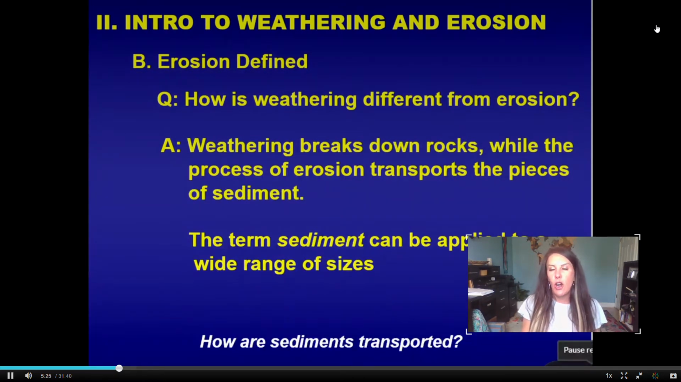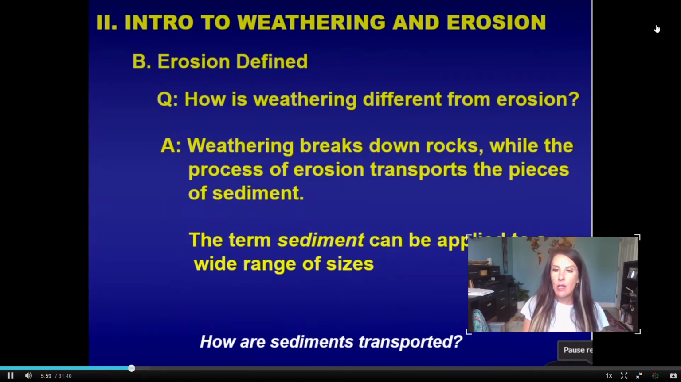So two terms are often used. We often use the term weathering and we use the term erosion. And I wanted to define how those are different. Weathering is the physical or chemical breakdown of a rock, while erosion is the transport of those pieces of sediment. So weathering is the physical breakdown of the rock, and then the process of erosion explains how those little pieces of sediment are transported from one location to the other.